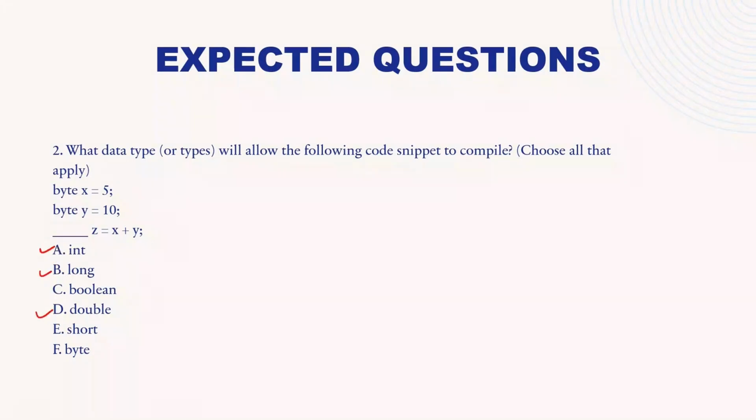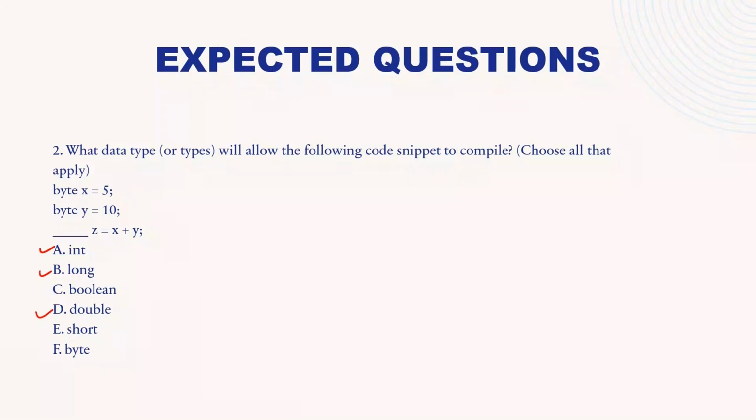Okay, why is that? Let us understand this. The value x plus y is automatically promoted to int. We have learnt about this numeric promotion in our chapters, right? So int and the data types that can be promoted automatically from int will work. Whatever data types can be promoted to int will only work. Options A, B, D are such data types.